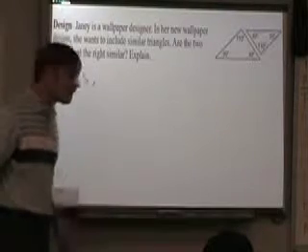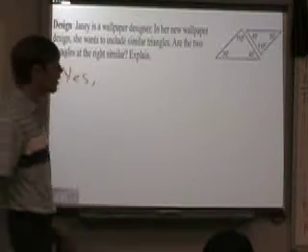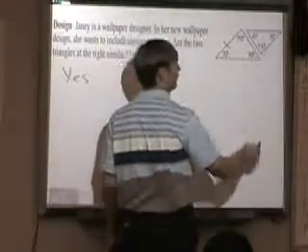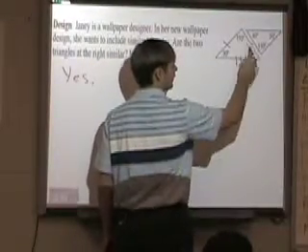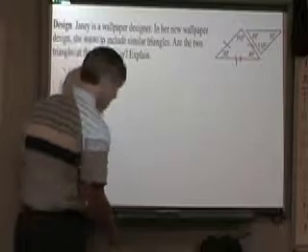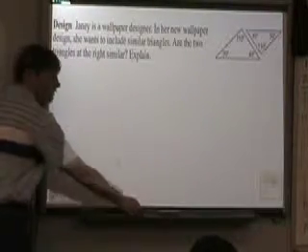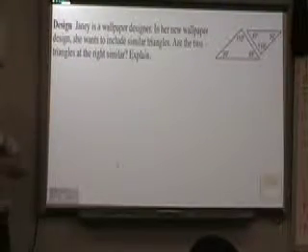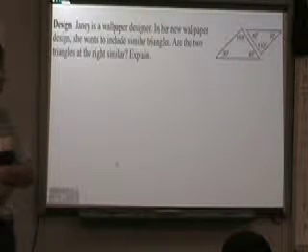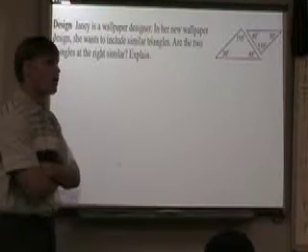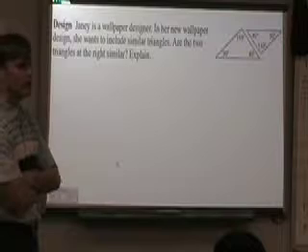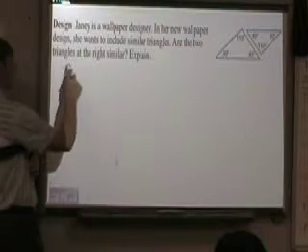Because what? Because all sides are congruent. No. This side is not congruent to anything. This side is not congruent to anything. That side is not congruent to anything. So all sides aren't congruent. Well, they're the same shape. There you go. All three what are congruent? All three angles are congruent.